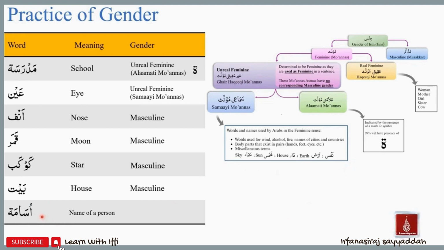Finally, we have the word Osama. If we look at the word Osama, we do see a gol ta at the end. But Osama is the name of a person, and if it is used for a masculine person, if it is used for a man, then Osama will be taken as masculine because it is the name of a male person in that case.